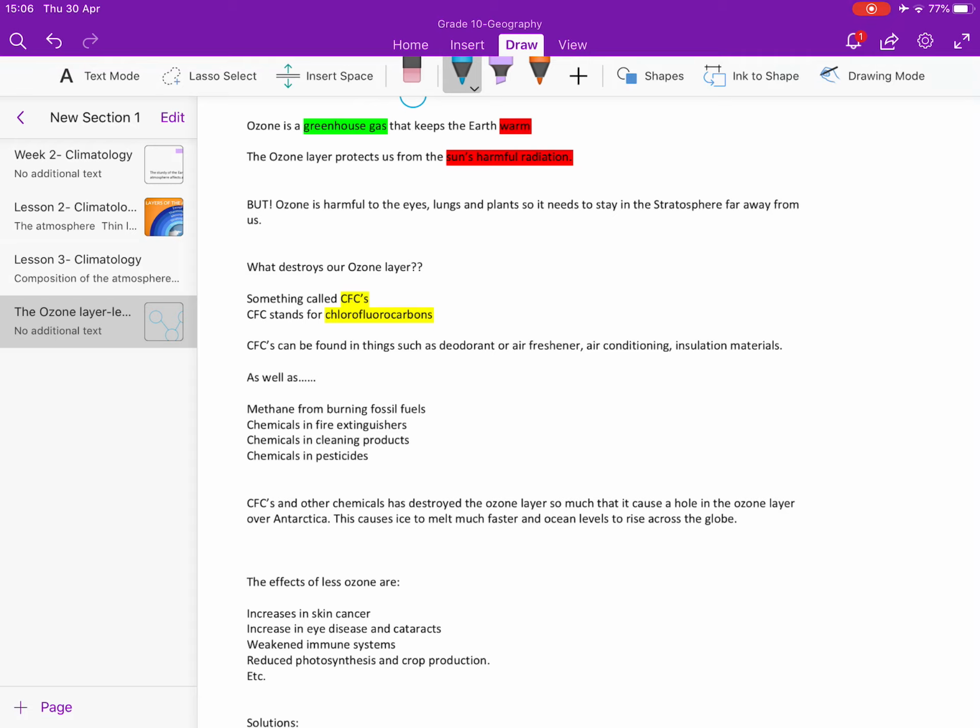Okay, and I'm sure that you've heard that we are responsible for destroying the ozone layer, and that is absolutely true because the ozone layer is destroyed by something called CFCs. Now, CFC stands for chlorofluorocarbons. Okay. CFCs can be found in things such as your deodorants or air fresheners, air conditioning, or insulation materials, as well as methane from burning fossil fuels, chemicals in fire extinguishers, chemicals in cleaning products, and chemicals in pesticides.